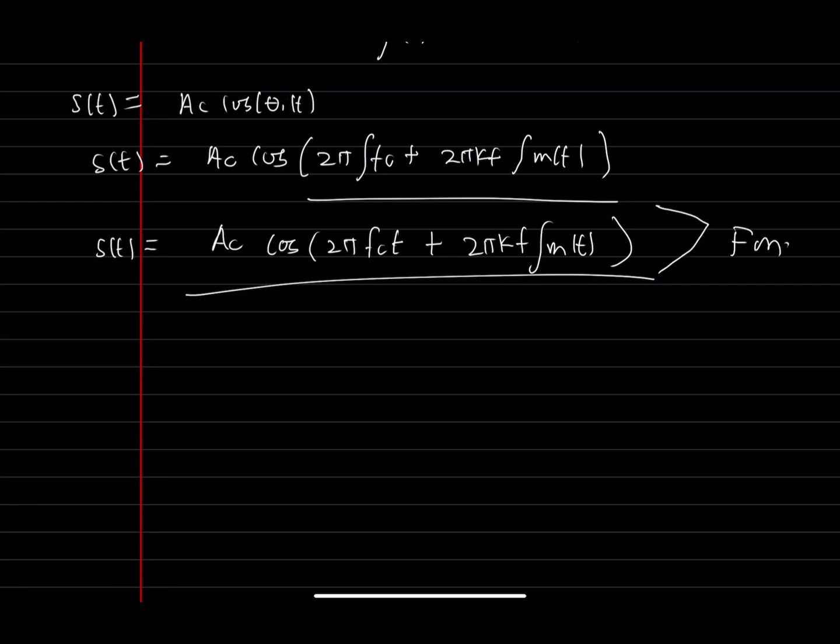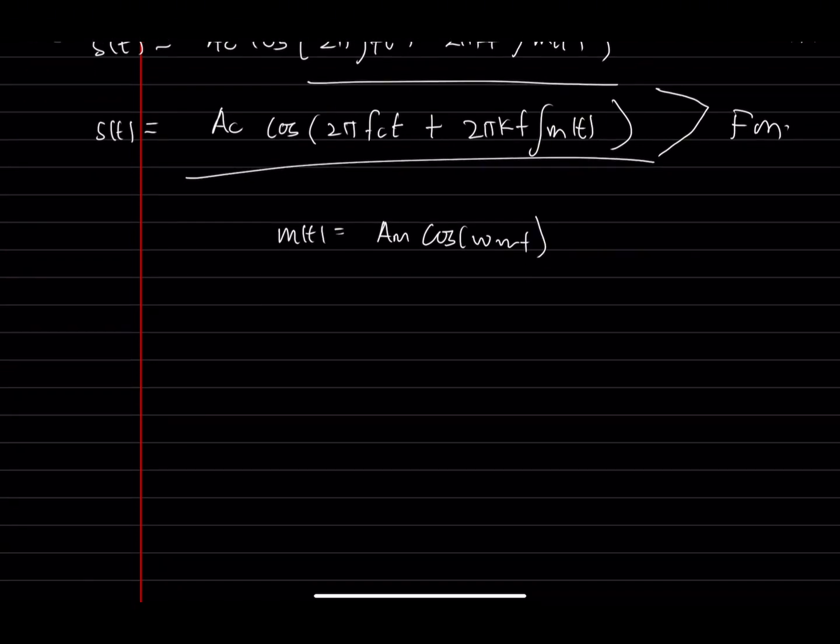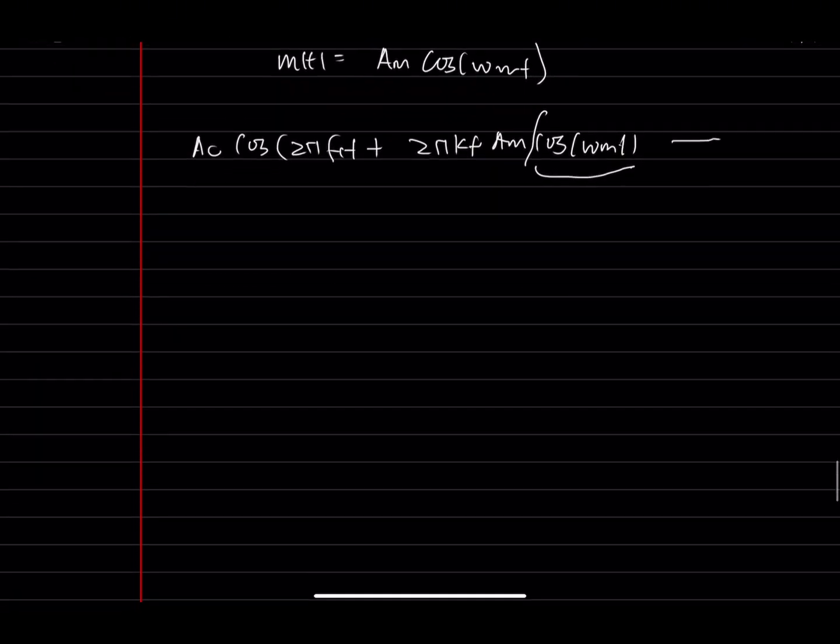But we can further simplify it to some other representations. Let's take a look at it. We know that m(t) = A_m cos ω_m t because it is the message signal. So based on this, I can rewrite this one as A_C cos[2π f_c t + 2π k_f A_m ∫cos ω_m t dt]. So let's take this integral only and work on it. When we are done, we will substitute it over here.